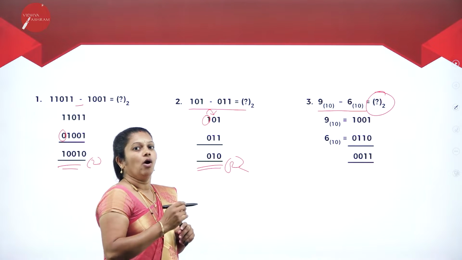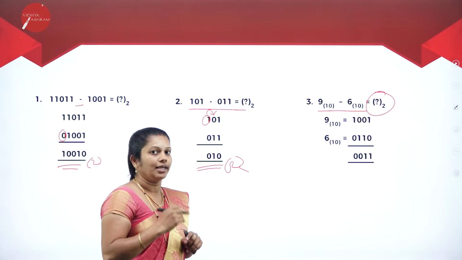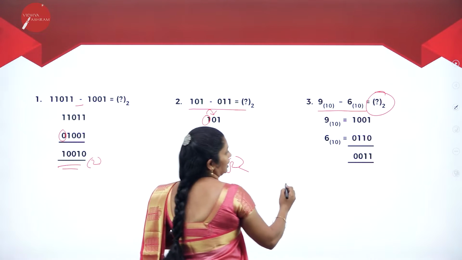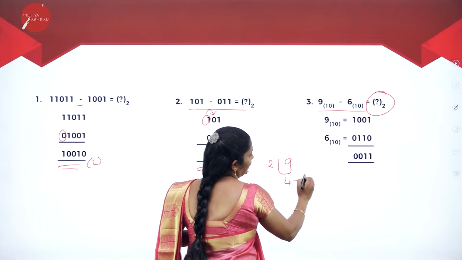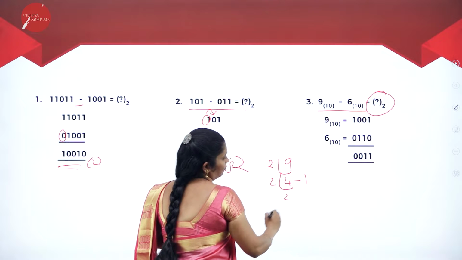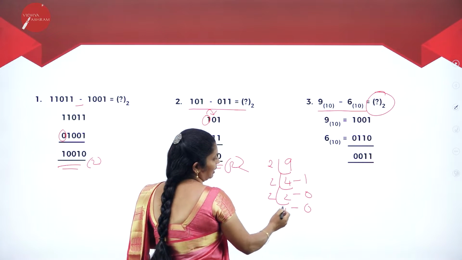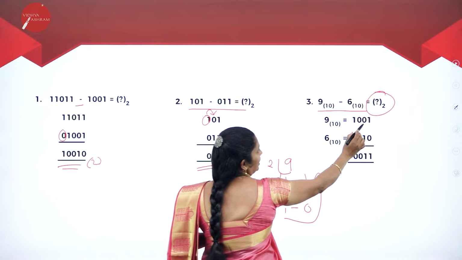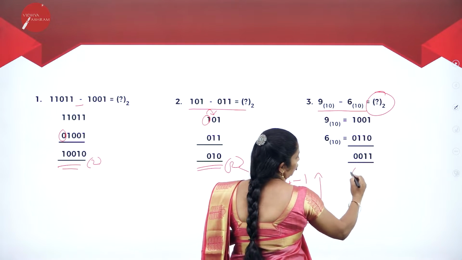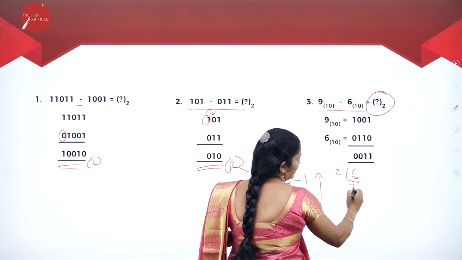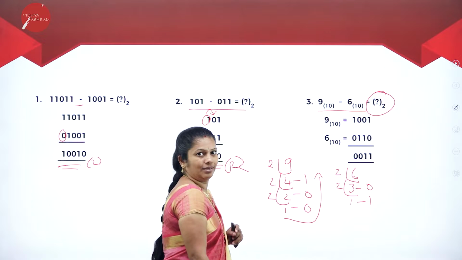Already I told you, if I want to convert any decimal number to binary, then we have to follow the division process. To find the binary number for 9: 2 4s are 8, remainder 1; 2 2s are 4, remainder 0; 2 1s are 2, remainder 0. The same thing we have to write here: 1 0 0 1 for 9. In the same way for 6: 2 3s are 6, remainder 0; 2 1s are 2, remainder 1.